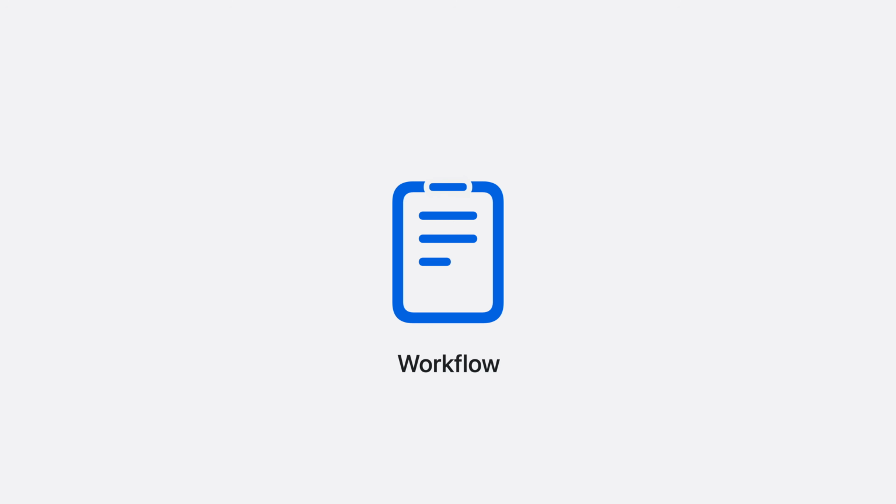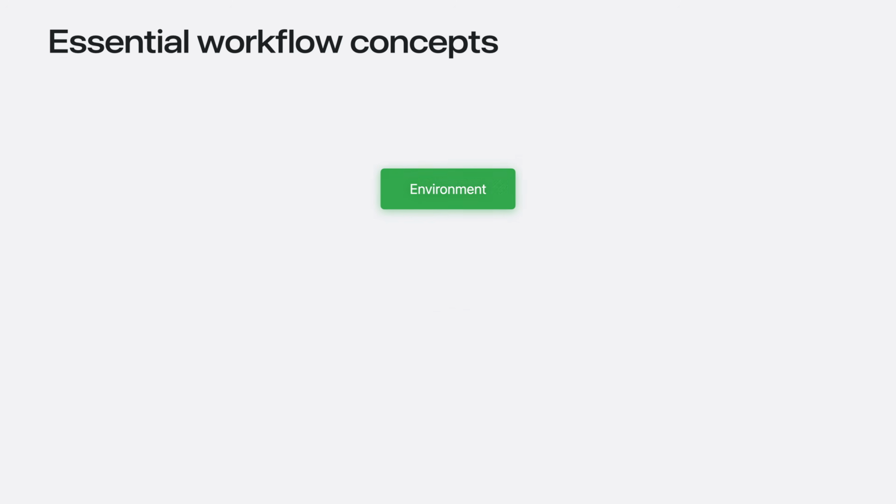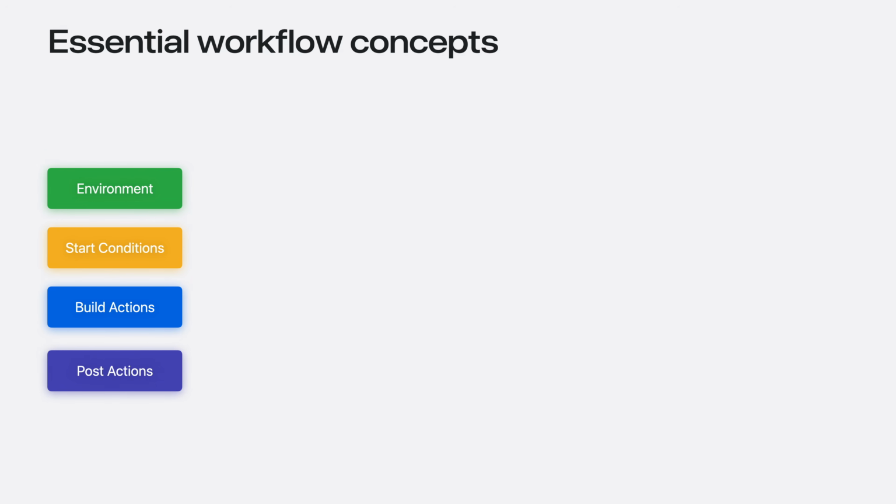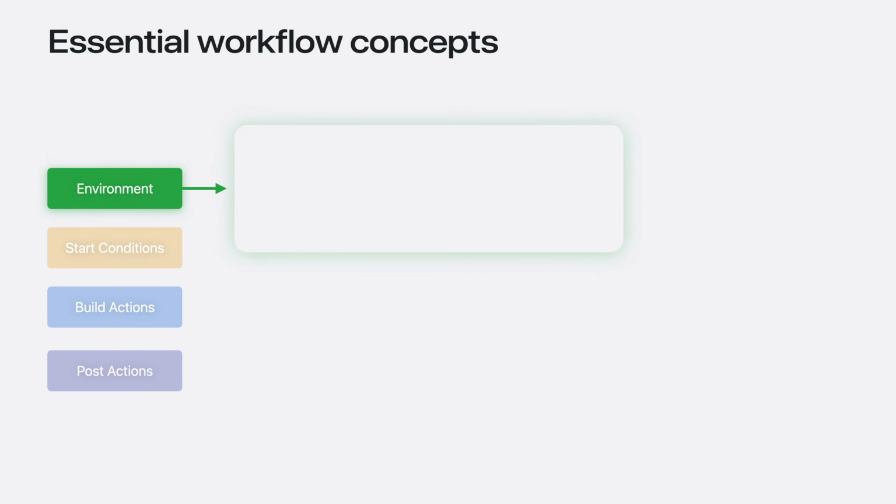A workflow is made up of 4 elements: the environment, start conditions, build actions, and post actions. The environment is where you define environment variables for your workflow. It's also where you decide which Xcode and macOS version your workflow will use when it runs. You can pick from a specific version or choose from a set of helpful aliases, like latest release.